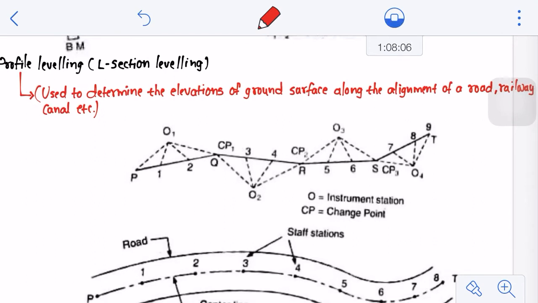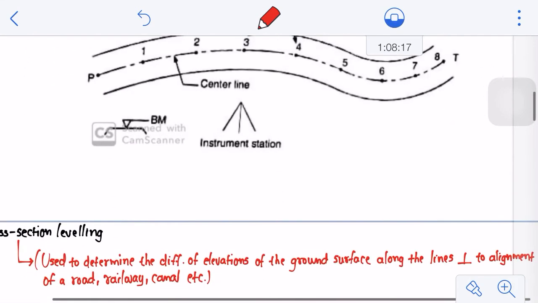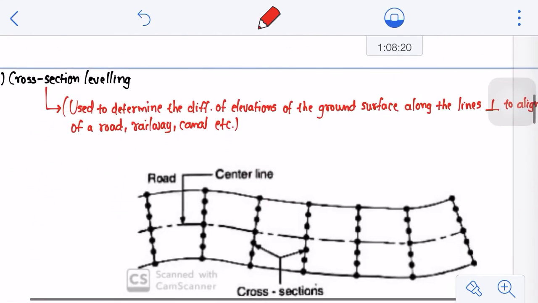So the important point to remember for this method is that it is used to determine the elevations of the ground surface along the alignment of a road, railway, canal, etc. That means for any project, right? Now the next one is termed cross section leveling, right?